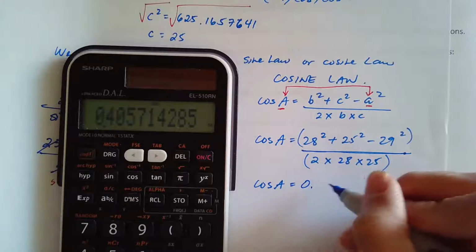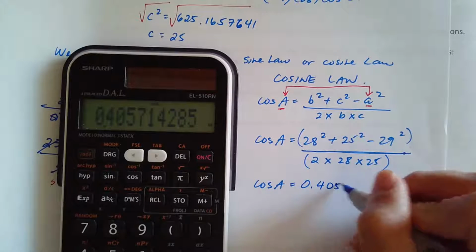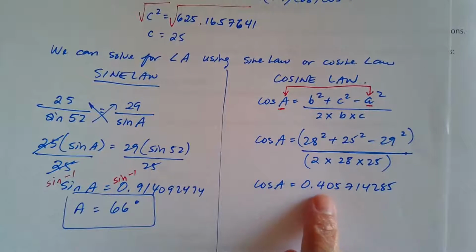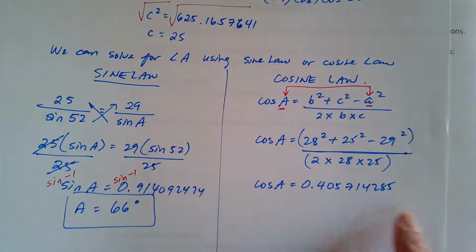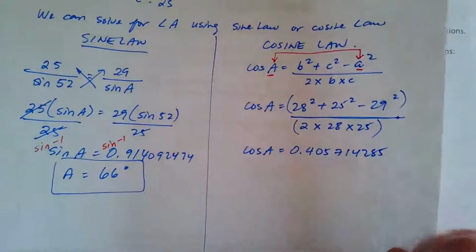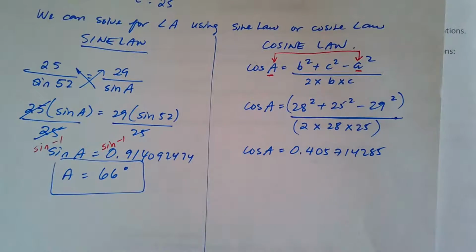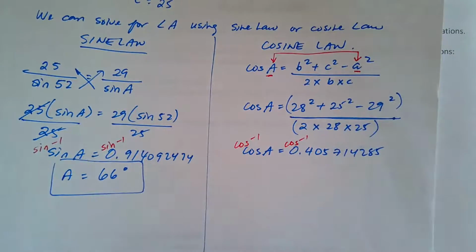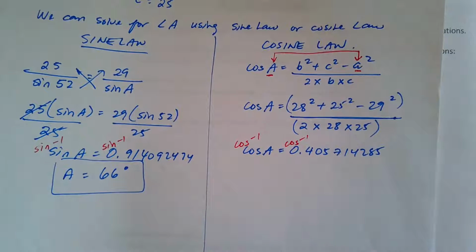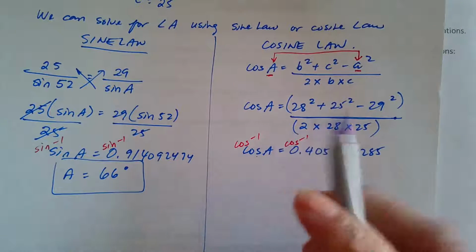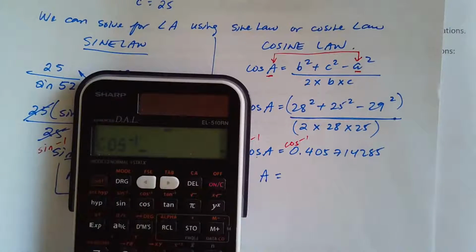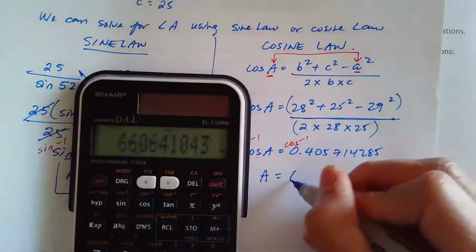Now we're going to get the decimal value, 0.405714285. Okay. We're going to keep all of the decimal values. What we're going to do next is get rid of the cosine. To get rid of the cosine, we need to take the cos inverse. The cos inverse and cosine will cancel each other out, so we're left with angle A. So let's try that. Cos inverse of the answer, I'm going to get 66 degrees as well.